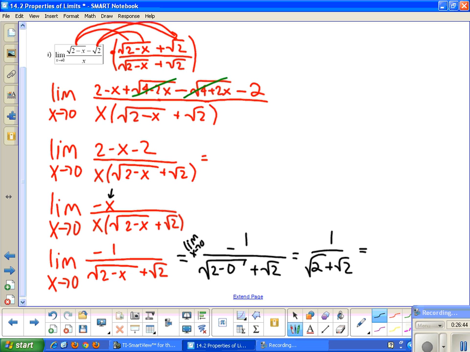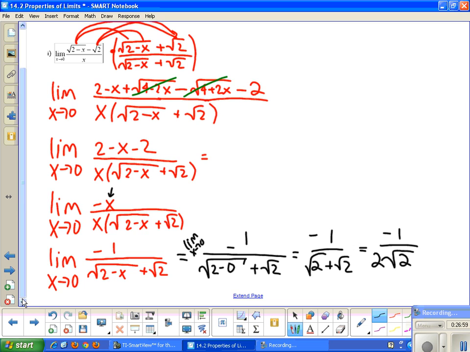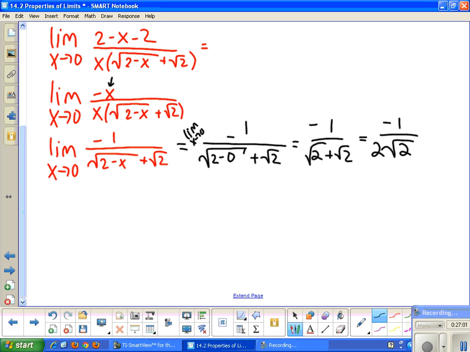Now for this, I get negative 1 over root 2 plus root 2. And if you remember, these are like radicals. When you have like radicals, you don't change the number underneath, but you add the numbers in front. So that's negative 1 over 2 root 2. And we are still not done because we can still use some more algebra. We don't like to have radicals in our denominator. So I can simplify this by rationalizing the denominator, and that means I would multiply by the magic 1, which is root 2 over root 2.